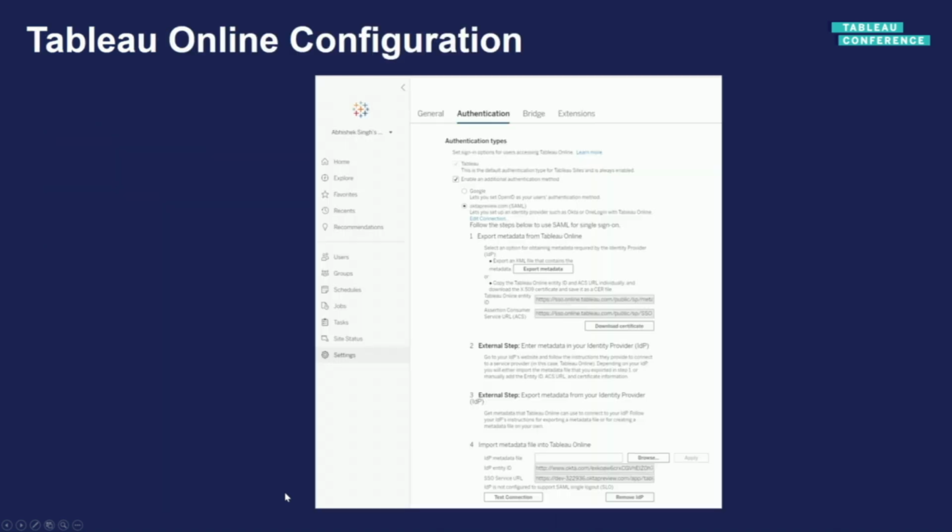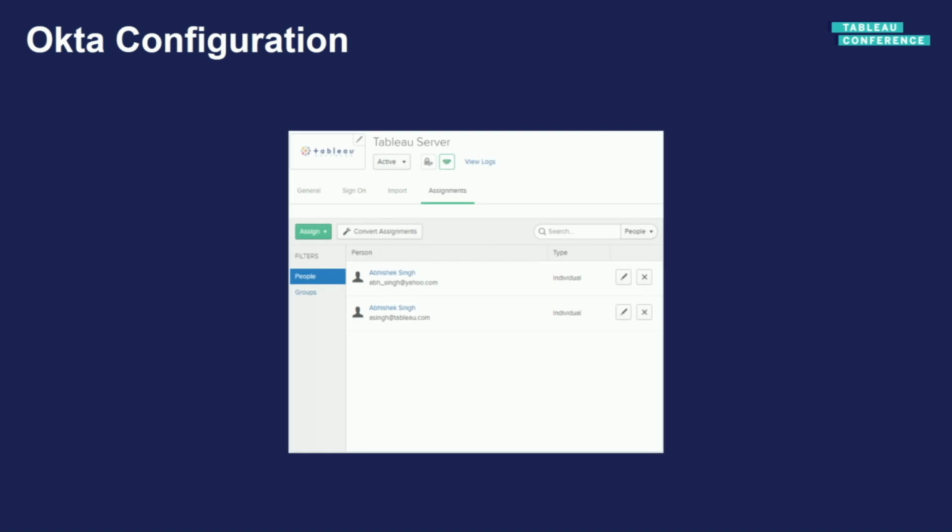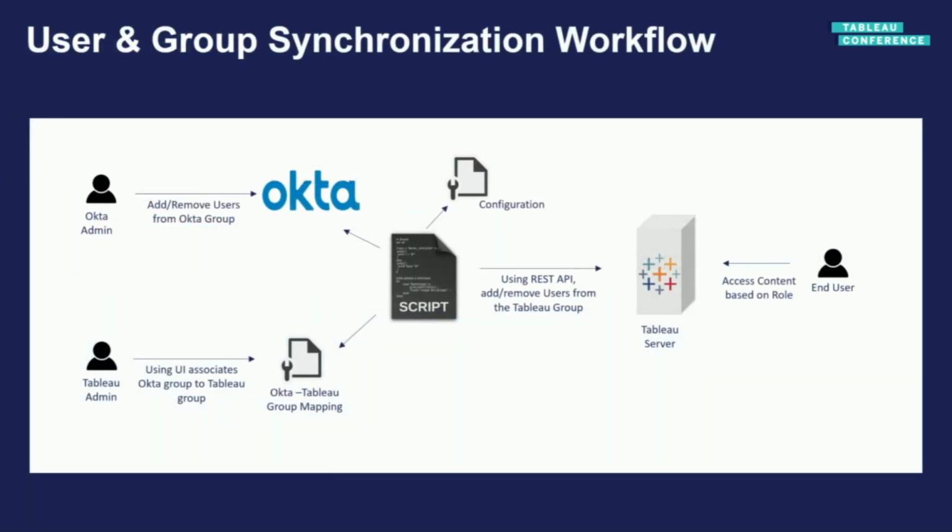So I'm going to go back to the slides. These are my backup slides in case the demo didn't work, so we can skim through these. If you were to do a user and group synchronization workflow, a typical workflow may look like this. You may have an Okta admin, who may or may not be the same as the Tableau admin. But essentially, the Okta admin would be provisioning users directly in Okta, right? And they could be provisioning users or groups.